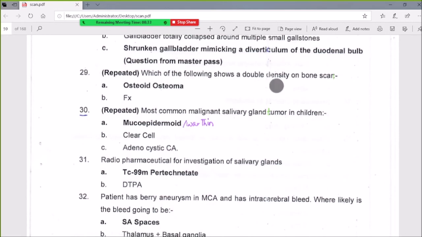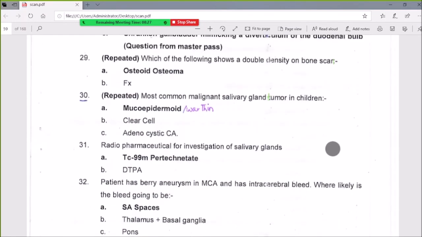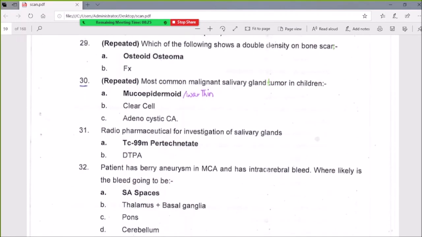29. Which of the following shows a double density on bone scan? Osteoid osteoma. 30. Most common malignant salivary gland tumor in children, mucoepidermoid, leukemia, and in adults, worsen. 31. Radiopharmaceutical for investigation of salivary glands.